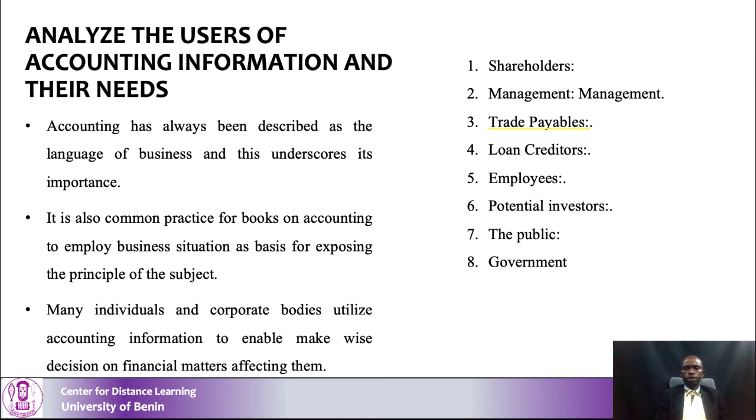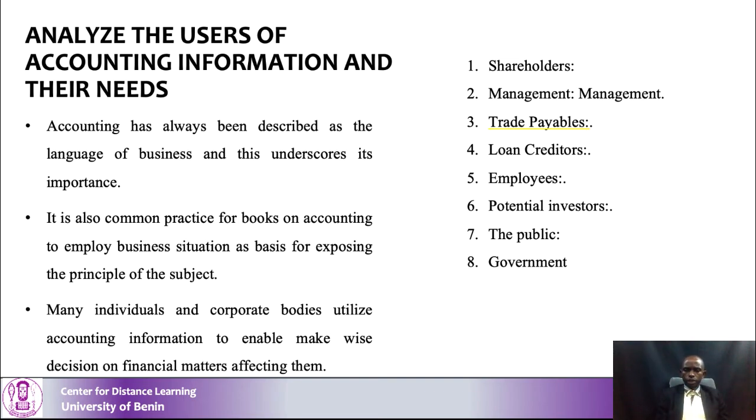The same thing with loan creditors. Loan creditors are also required to get access to accounting information because if the business approaches them for a loan or for any credit, they want to know whether the business can actually repay the money borrowed. Employees, on the other hand, are the workers in the business firm. They also need to get accurate accounting information about the organization, to know whether they can negotiate or renegotiate their wages at a higher level.